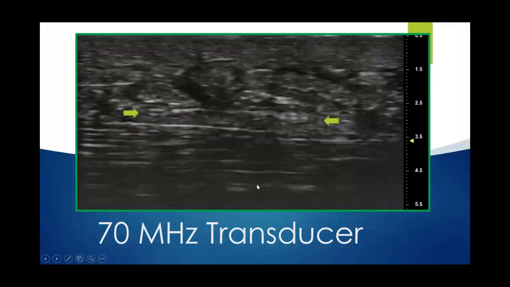Here's another high-resolution image of a normal pulley. Typically, they're very hard to see, but with this high-resolution transducer, you can easily make out the dimensions of the retinaculum overlying the tendons here.